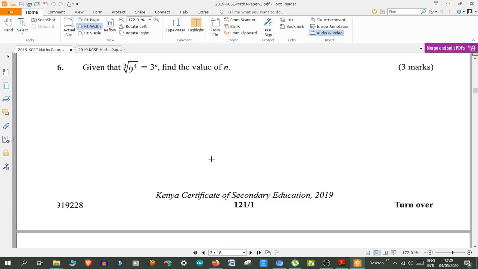Question 6. Given that the cube root of 9 to the power 4 is 3 to the power n, find the value of n. So this is a Form 2 topic by the name indices. If you just know how to get the index or the power, the simplest power of a number, for example 9 to the power 4, you need to find that in terms of the simplest. That would be 3 to the power what, then times 4.